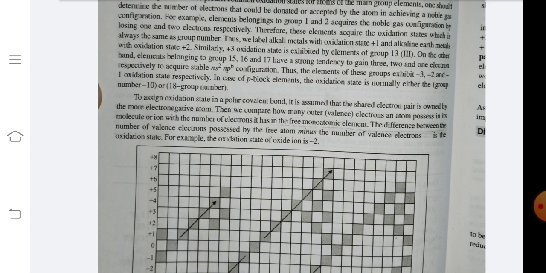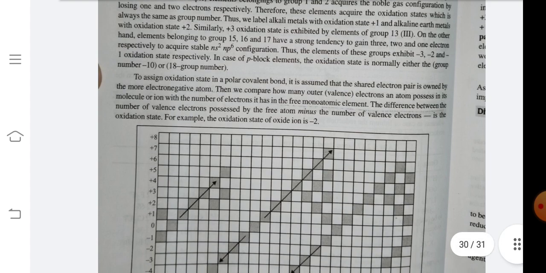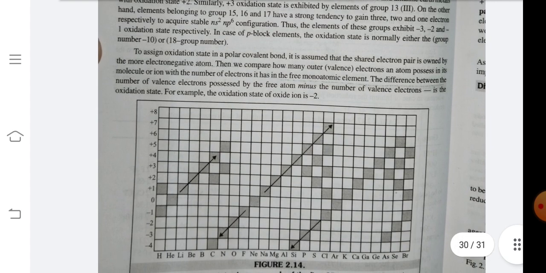Thus, we label alkali metals with oxidation state +1 and alkaline earth metals with oxidation state +2. Similarly, the +3 oxidation state is exhibited by elements of group 13. On the other hand, elements belonging to group 15, 16 and 17 have a strong tendency to gain 3, 2 and 1 electron respectively to acquire stable ns2 np6 configurations. Thus, the elements of these groups exhibit -3, -2 and -1 oxidation state respectively.